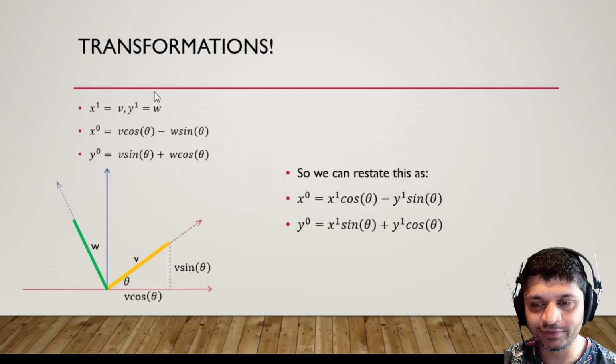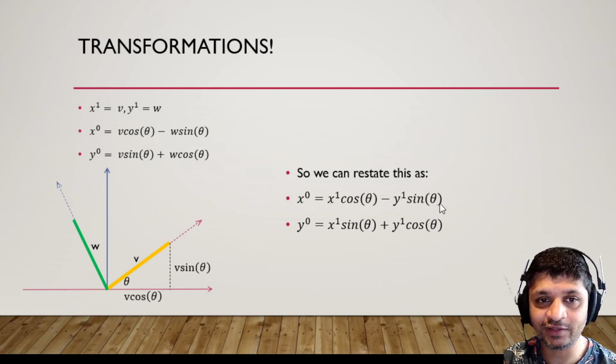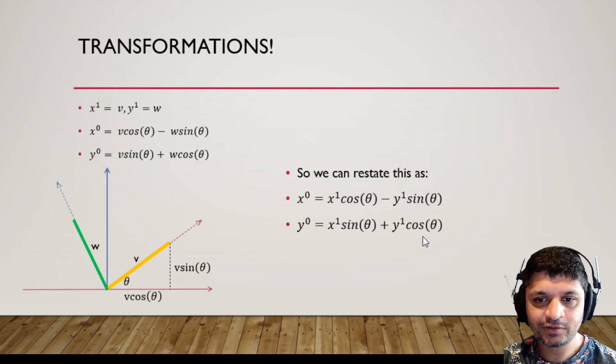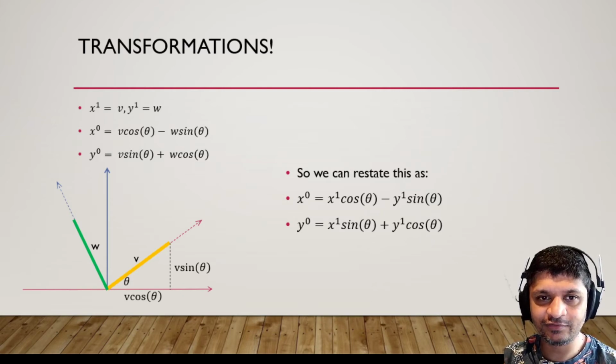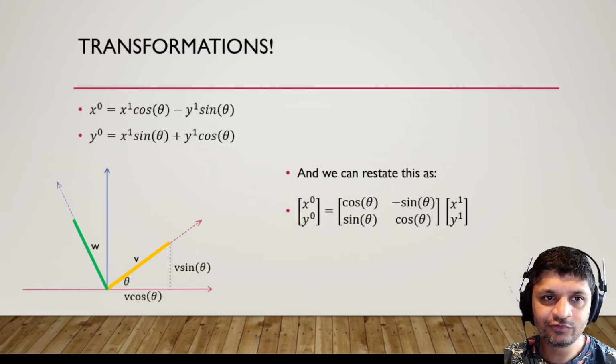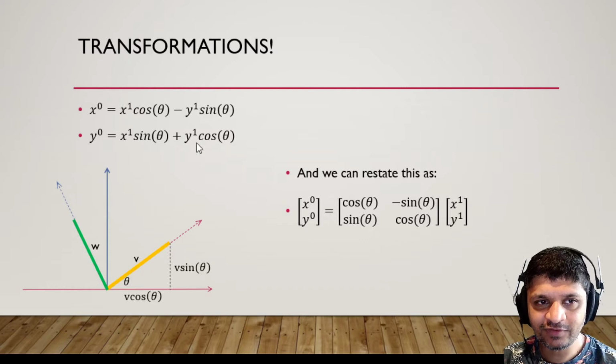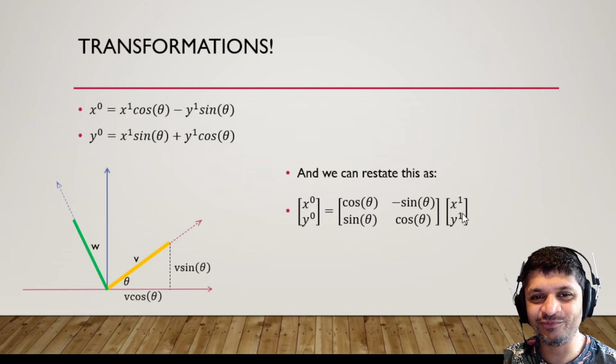Okay, so we could swap out the v's and w's for x1 and y1. This is a system of simultaneous equations. And we end up with x0 equals x1 cos theta minus y1 sine theta, and y0 equals x1 sine theta plus y1 cos theta. It's often convenient to convert this into a matrix representation, because then our calculations are easier and it's easier to remember everything. So we can restate this system as [x0, y0] equals [[cos theta, minus sine theta], [sine theta, cos theta]] times [x1, y1].